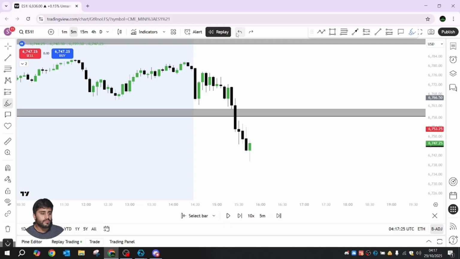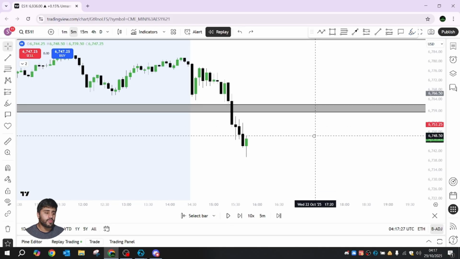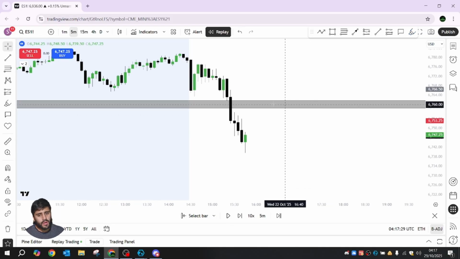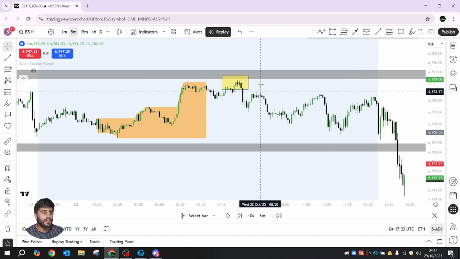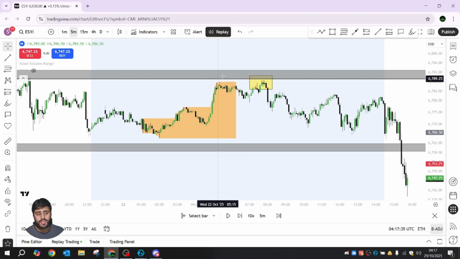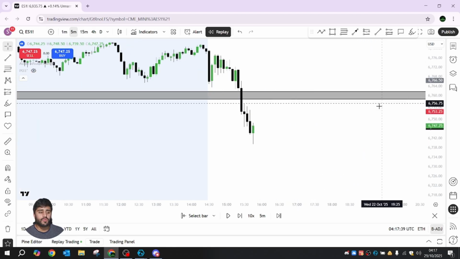This is the problem. So I'm gonna help you fix these problems over here. So I had a short bias going into the day, and the reason for that, again, we took out the Asian high. That was the first reason. So price has no reason to come higher because we've taken out major liquidity, Asian liquidity.